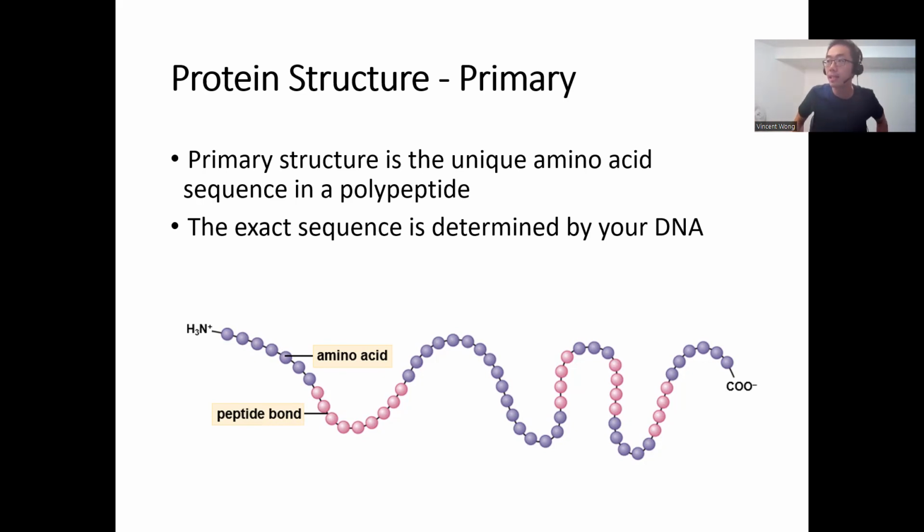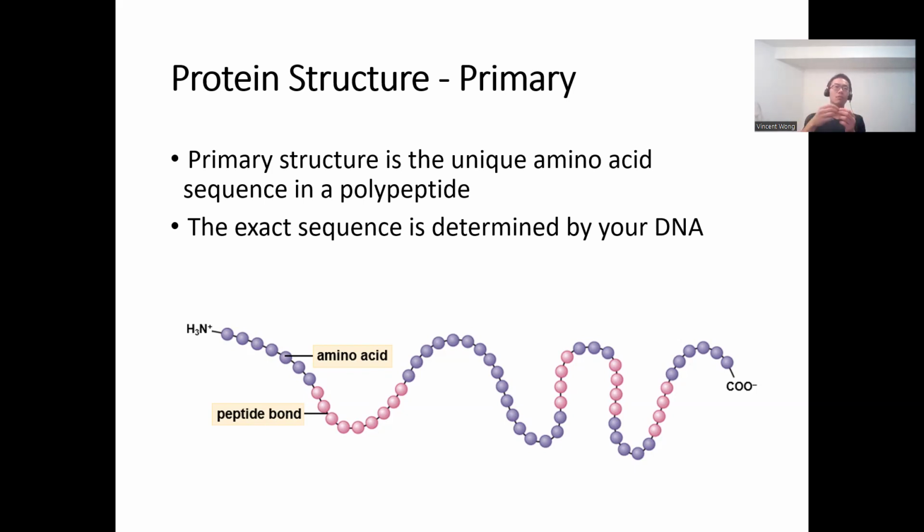What determines the sequence of the protein? Well, it is your DNA. Your DNA, your genetic code, contains the instructions to make the proteins. Later on in the course, I will show you how to decode the DNA to figure out what amino acid to use. That's lecture 7.